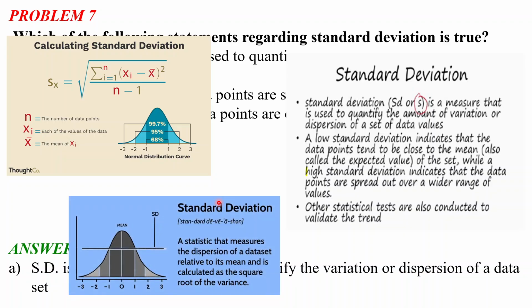Okay. So in short, standard deviation is the statistic that measures the dispersion of a data set relative to its mean and is calculated by the square root of its variance. Okay, so this complete value is known as the variance, and the square root of the variance is the standard deviation. Okay, and this is the mean, and this is the standard deviation.